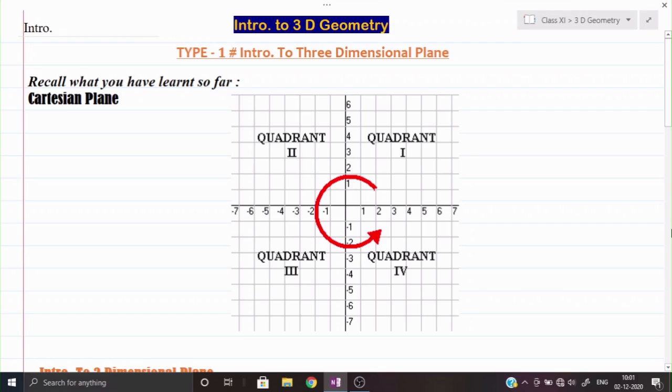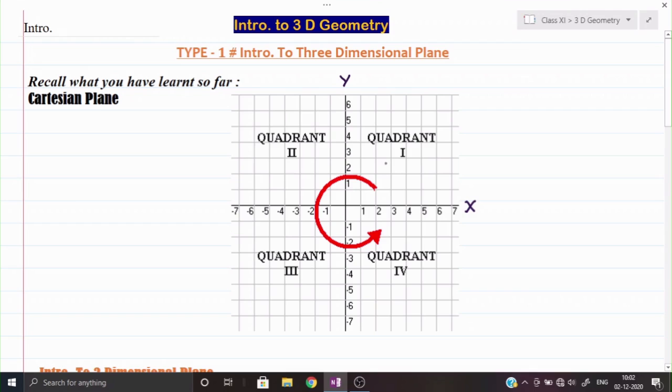We have already learned about the Cartesian plane, in which we learned about two-dimensional geometry. As you can see in front of you right now, a Cartesian plane is there. In the Cartesian plane, you know that there are two types of axes, which means two types of dimensions. One is called the x-axis and the second one is called the y-axis. So this is my x-axis and this will be the y-axis.